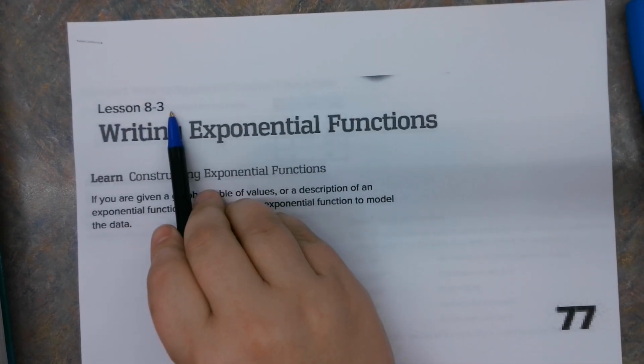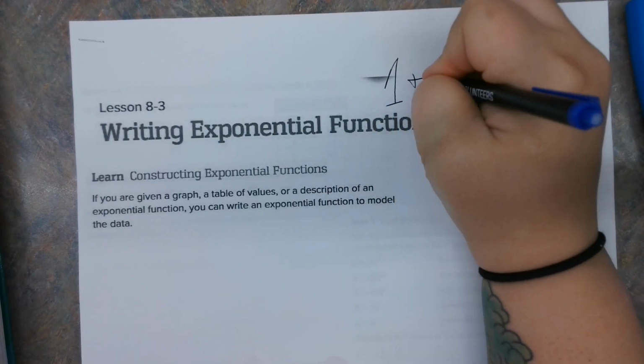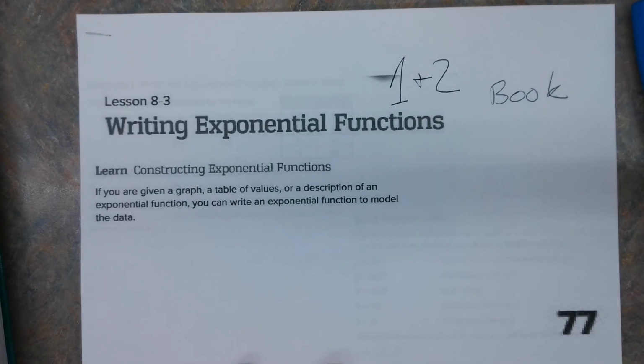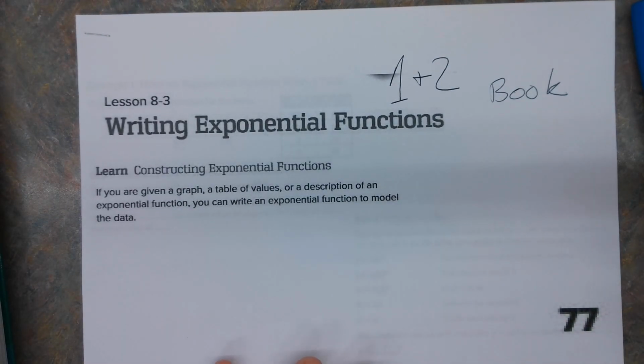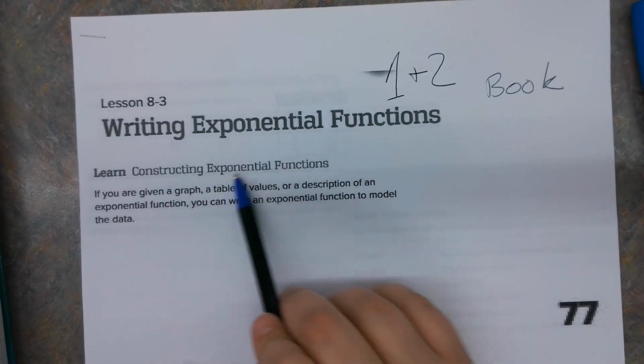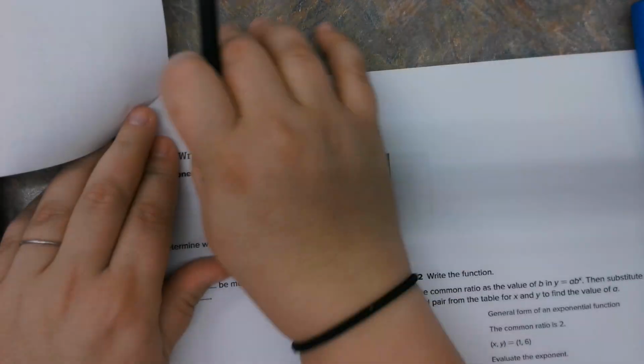We're doing lesson 8-3, writing exponential functions. We're actually only going to do examples 1 and 2, and you're going to do them in your book because it's so much writing still. So many words. You're not actually writing that much. We're starting on page 77. We are constructing exponential functions from a graph or a table. It's pretty easy. I'm hoping you think this lesson is easy as well.